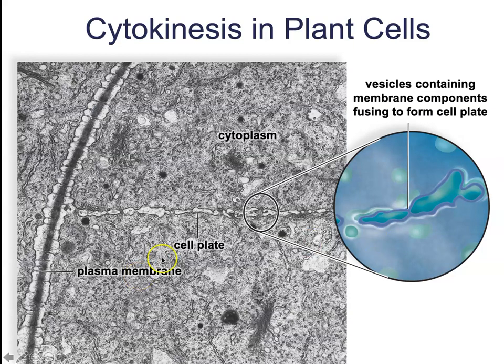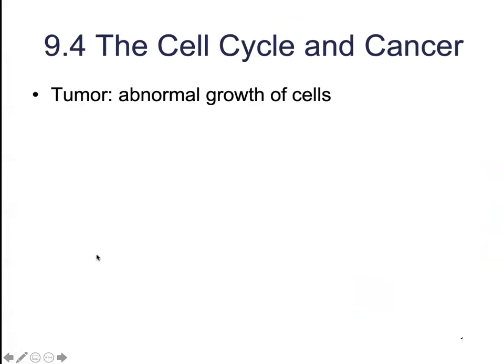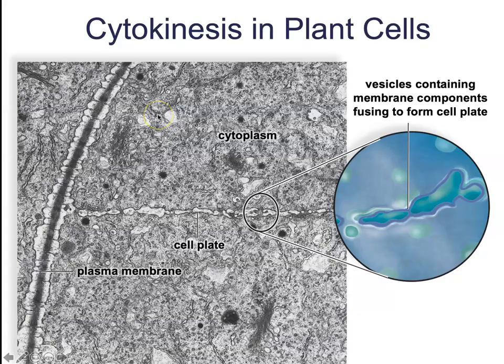We're going to start off by fusing these vesicles created by the Golgi apparatus. They're going to fuse together and form one great big long plate right down the center of the cell, and that's going to join up with the cell membrane just inside of the cell wall. Once we have separated the two halves of the cell, we're going to build up a cell wall in between them. So that is cytokinesis in plant cells.